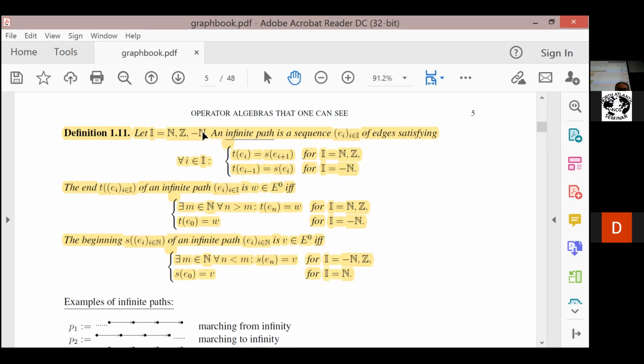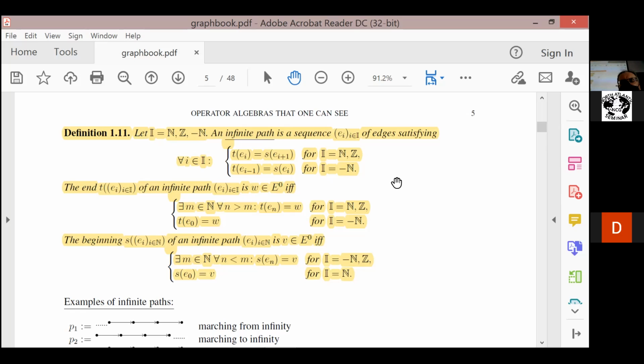When you have natural numbers, then you surely have a beginning of your path, but you have no clear concept of what is the end of such an infinite sequence, such an infinite path. When you have minus natural numbers, then you have the end of the path obviously given, but it's not clear what should be the beginning. And when you have integers, then you have neither, all right? But we somehow decided to still define the beginning and the end for such infinite paths in the sense of having a convergence in discrete topology.